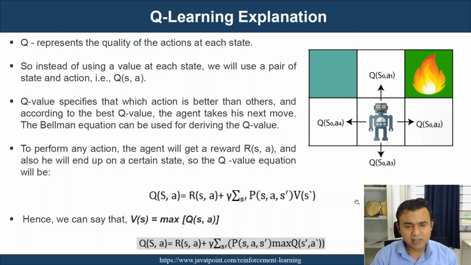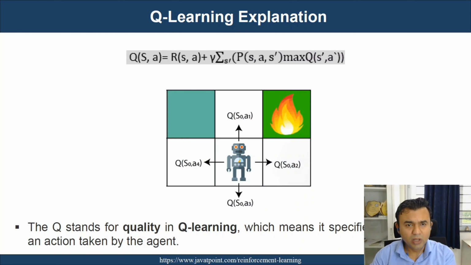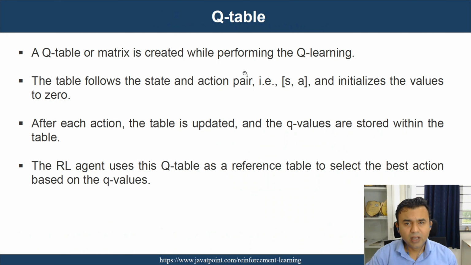Try to maximize the value of the reward, right? That's how the Q learning method works. Here Q stands for the quality in Q learning, which means it specifies the quality of the action taken by that particular agent, and my job is to maximize the quality of the action in such a way so that the reward is maximum.